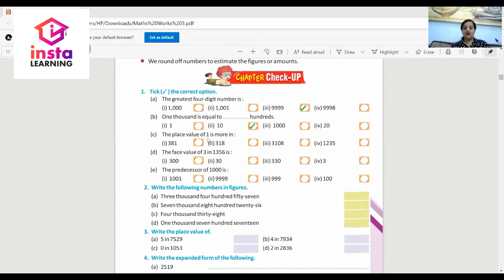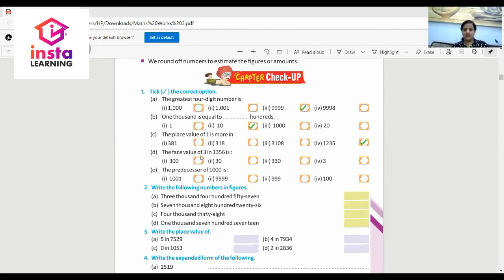The place value of 1 is more in which number? Place value of 1 here: 381, 318, 3108, and here it is the place value of 1. One's place value is more. More means सबसे ज़्यादा, bigger. It is at ones place, it is at ones place, it is at tens place, it is at hundreds place. But thousands place value is more, the most important one.